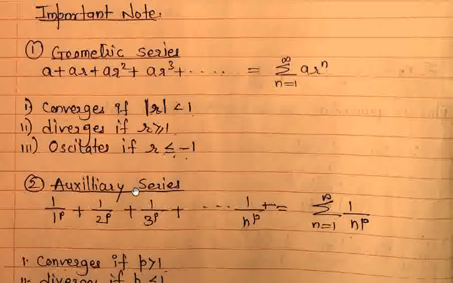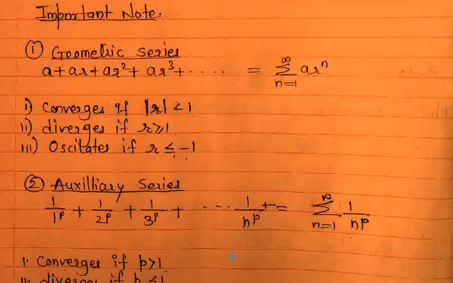Moving on, the auxiliary series. Now the auxiliary series is different from the geometric series, because it looks the same but it's different. You have 1, 2, 3, so that's going to be n, and then you have it to the p, which is a power. For the geometric series, it would be multiplied by the common ratio.